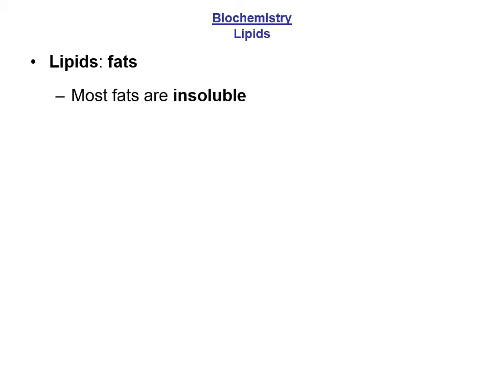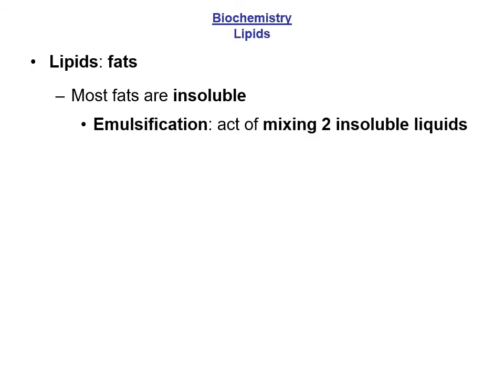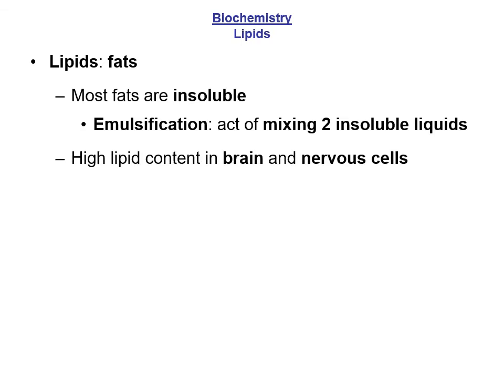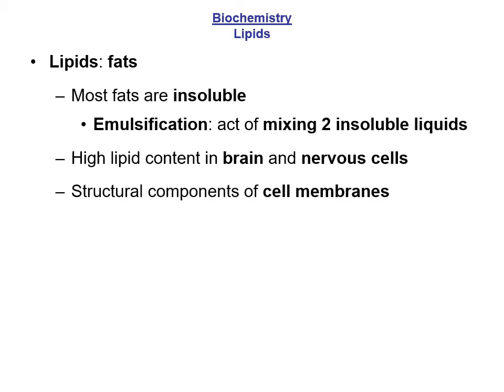I can get insoluble fats to mix with water if I use what's called an emulsifier. So emulsification is the act of mixing two insoluble liquids. And there are certain chemicals that you can use as emulsifiers to get these to mix. Fats are found a lot in the brain and the nervous system. You find a lot of fat in the myelin sheath of nervous cells. Again, brains have lots of fat in them. They are the structural component of cell membranes. Your cell membranes have fats in them, and we also use them as energy storage.